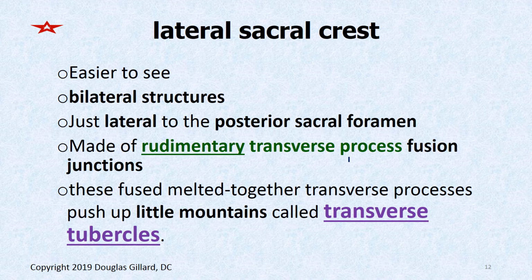Okay, and then the third mountain range, this is a bilateral structure as well. There's a right and a left. This is called the lateral sacral crest. This one's usually a little easier to see. It is made of rudimentary transverse processes that fuse together and kind of bubble up into a little mountain range. And those little mountain ranges are not articular tubercles. Because they're made of transverse processes, they're called transverse tubercles.